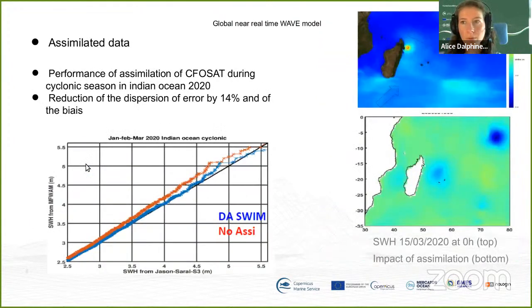So we have done several studies to see the impact of assimilation in our model. You have here some results on the impact of the assimilation of CFOSAT. We have evaluated the impact during a cyclonic season in the Indian Ocean, and we have seen that the error is reduced by 12%, and particularly for high wave heights, more than 4 meters, we have a stronger impact of the assimilation.